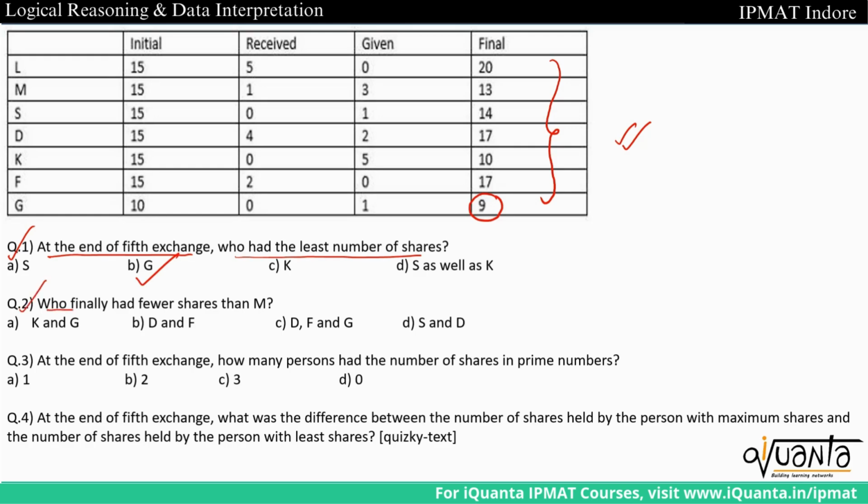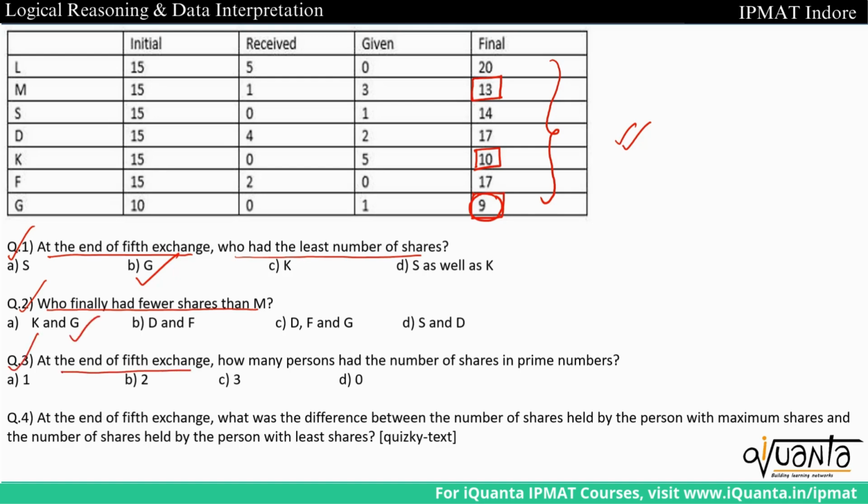Second question is, who finally had fewer shares than M? So M is having 13 shares. Let us find out who is having less than 13 shares. So we have K over here and G over here who are having fewer shares than M. So it is K and G. Option A will be the correct answer.